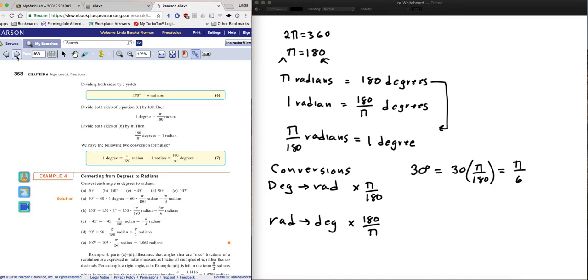Let me, give me 1 second here. All right, so I'm just going to go through the book here real quick.